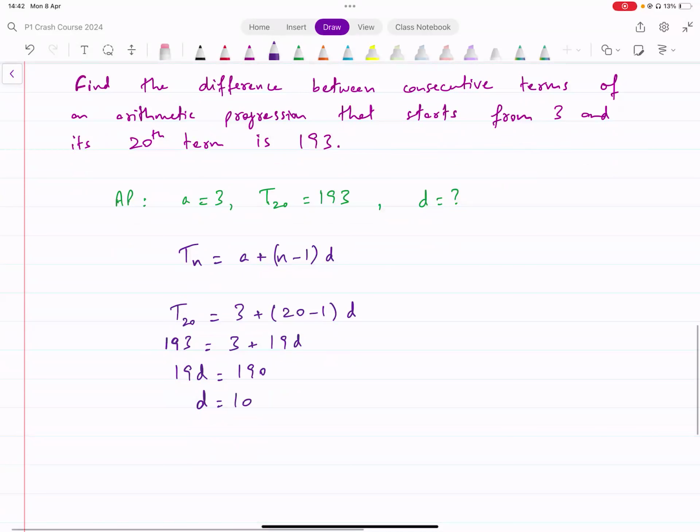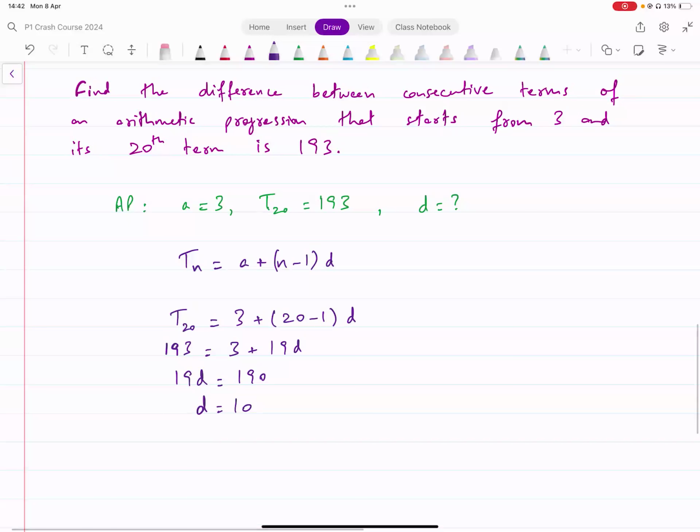Any questions on this? Any problems, anyone? Sir, can you repeat it again? Exactly what part? Sir, the nth term is 20. Nth term is not 20. The 20th term is 193. What that means is when n equals 20, T20 is 193. That's what the question says. 20th term is 193. So all we have to do is, in place of n, input 20 in the formula.